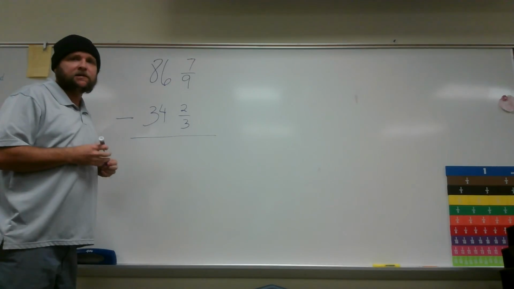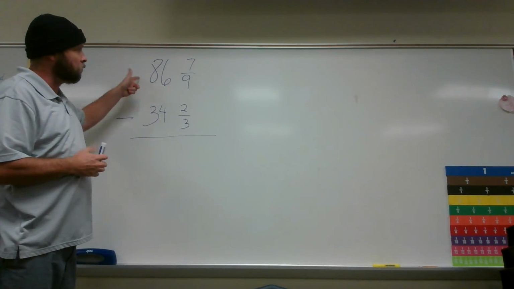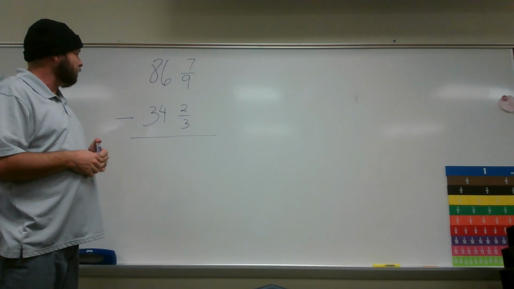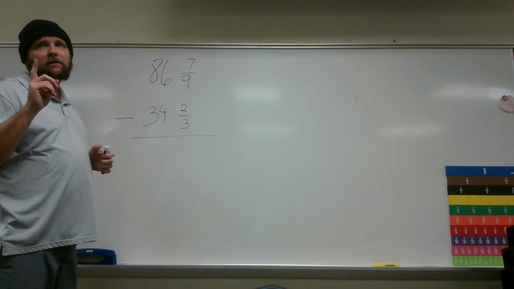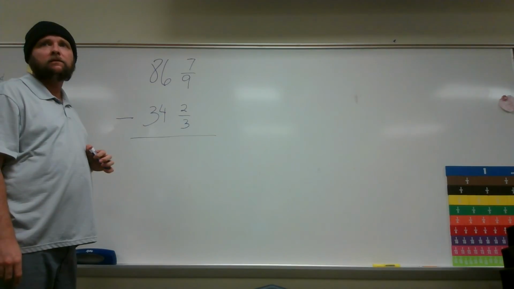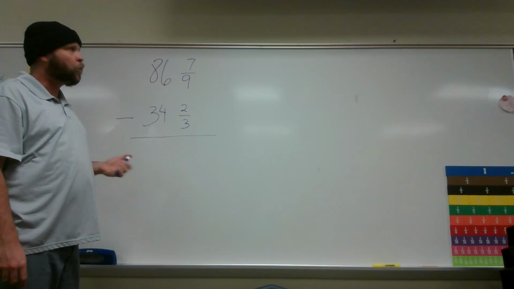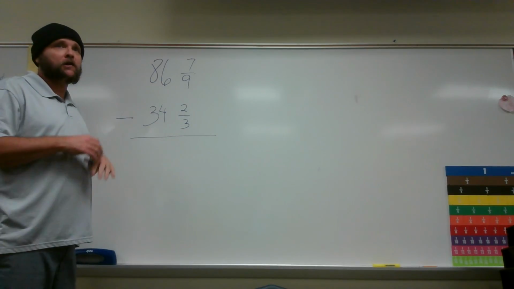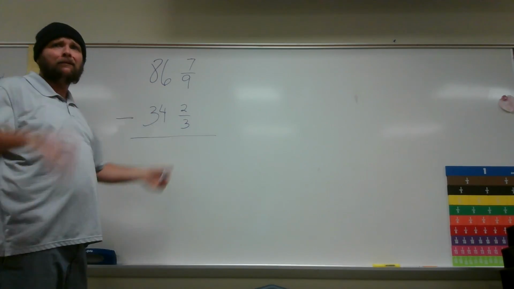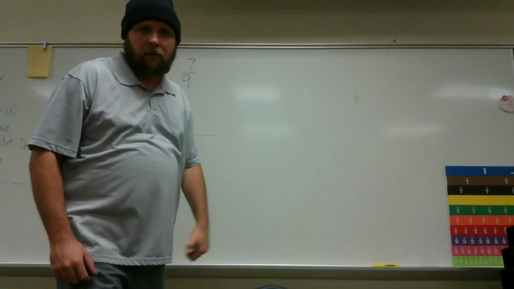This is your going away problem. Solve this problem: 86 and 7 ninths, subtract 34 and 2/3. That's for Ryan. Yes, everybody's doing it. We just did adding and subtracting. You all did it. I'd make it 2-digit and you guys are all like, oh.